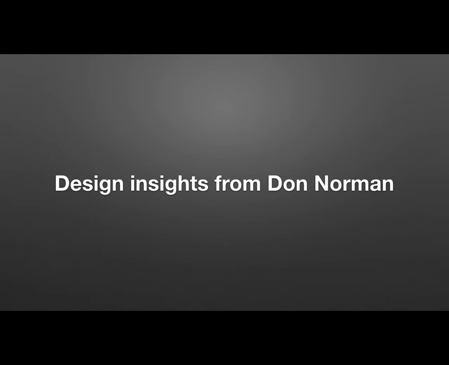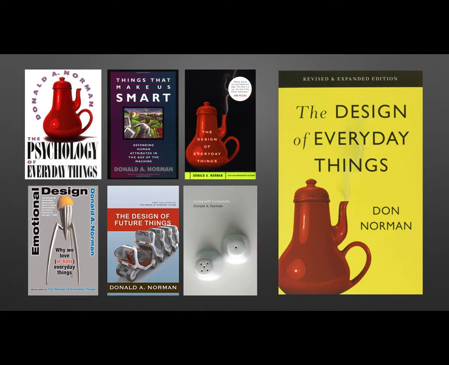Now we're going to shift more into looking at things that can be directly applied to designing interfaces, designing products, machines. So we're going to start with some design insights from Don Norman. Don Norman is a researcher in the field of HCI. He's written a number of books. The first book he wrote is called The Psychology of Everyday Things. He published that, I think, in 1988.